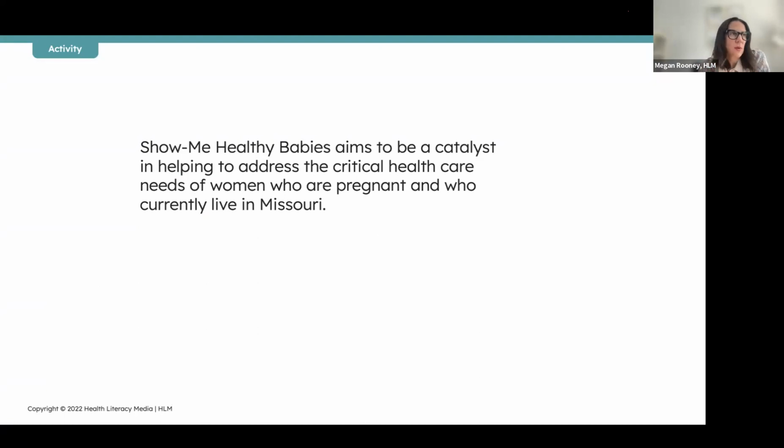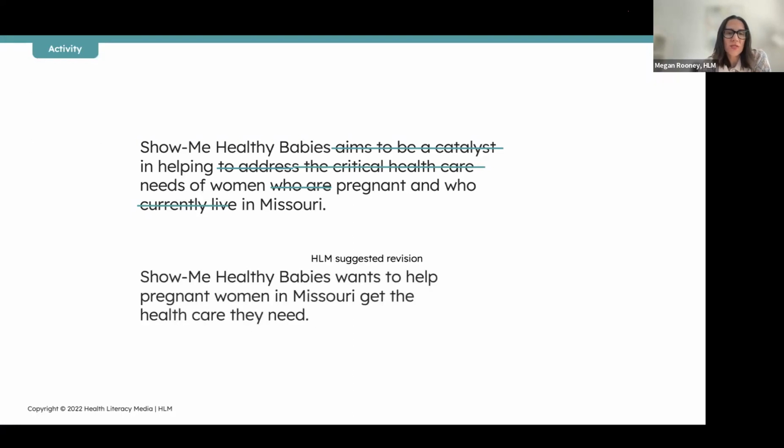I'll give you the answer to this one. To us, this just feels very wordy, and it seems like very kind of, how do we say, public health-ese, I guess, where these are ways that many of us have learned to write, or we read things like this. And so we naturally write this way, but we can also just say things the way we'd say it to someone. So Show Me Healthy Babies wants to help pregnant women in Missouri get the healthcare they need.